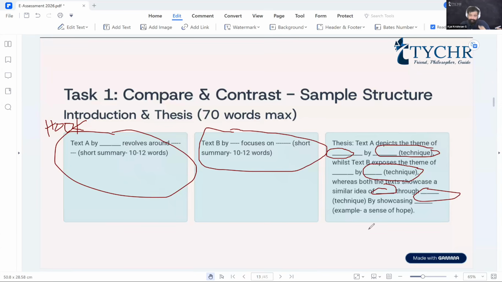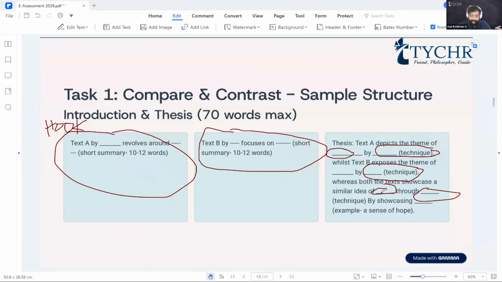For example, up to here you're writing the contrasting aspect. You're actually starting with the contrasting element. So text A depicts the theme of racism by the use of metaphors, while text B exposes the theme of, again, racial injustice, using the technique of sound or cinematography. This is the contrasting element you have placed at the beginning of the thesis statement. And then you talk about the comparative element. While both texts showcase a similar idea, then you bring in a similarity.